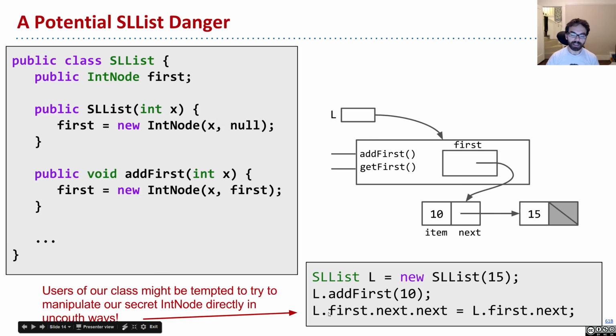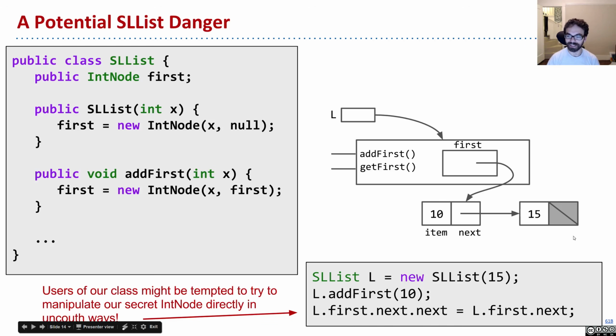So for example, I can reach directly inside of the object and I could say, hey, you know what, L, I'm not going to use your method. Instead, I'm going to say, take first.next and set it equal to L.first.next. And I can basically do bizarre things to my data structures that are not intended or allowed by the methods provided. You might consider pausing and guessing what's going to happen to this picture.